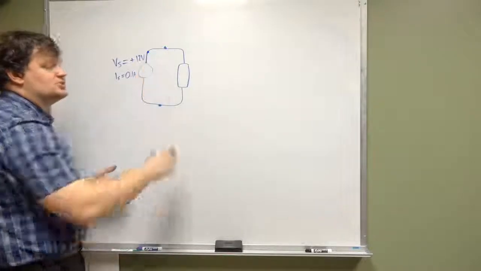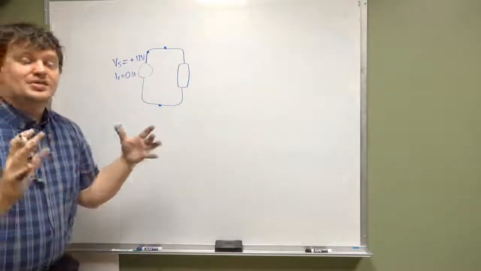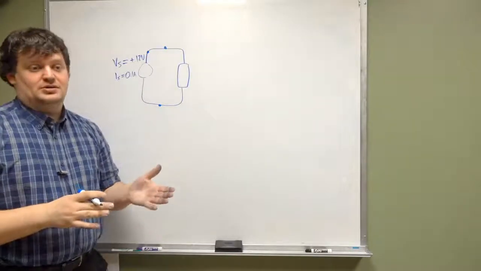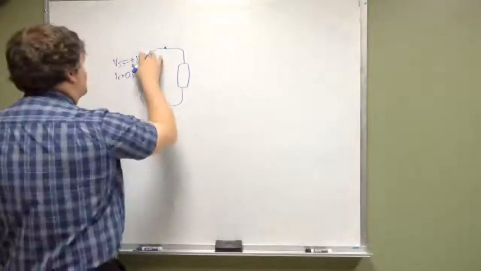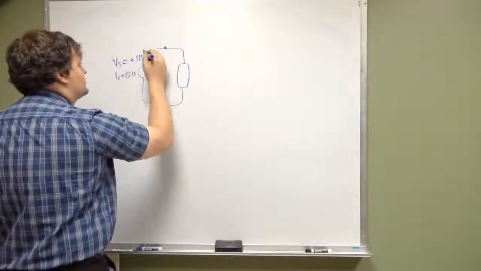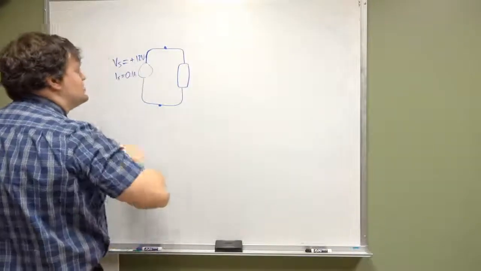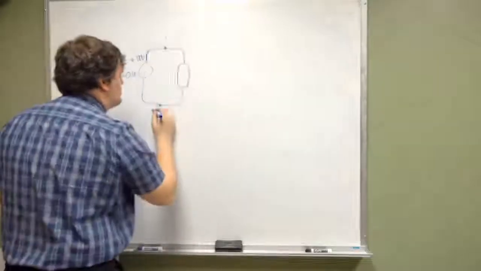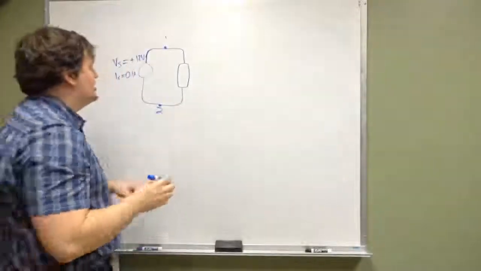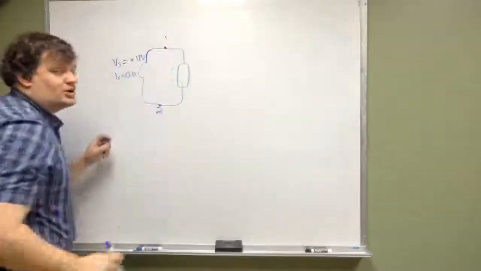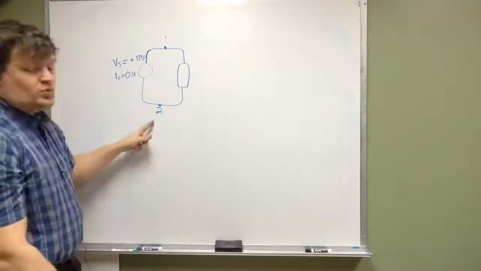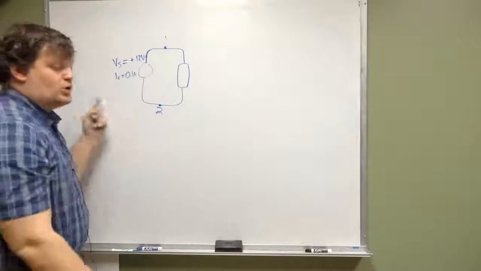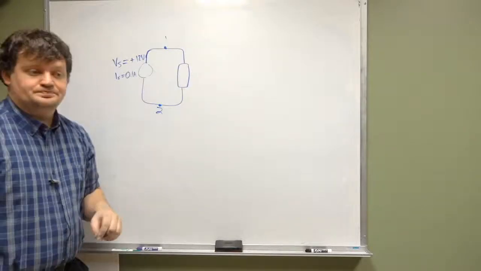This can be node 1, node 2. But they're both at the same voltage, and I already know that. That's not going to hurt anything. So here, I'm going to put a node just for funsies. This is going to be node 1, this is going to be node 2. Now I know that there's one wire going into node 1, and there's one wire going out of node 1. There's one wire going into node 2, there's one wire going out of node 2.